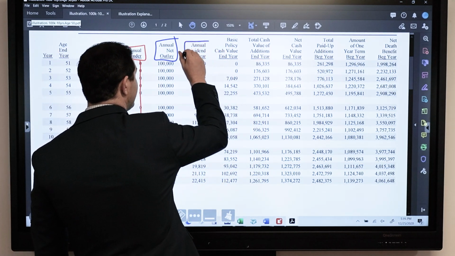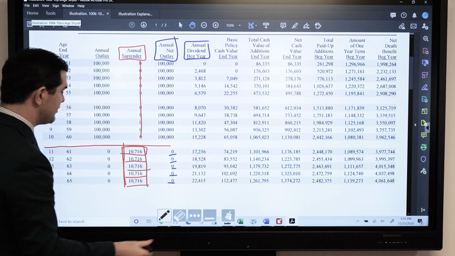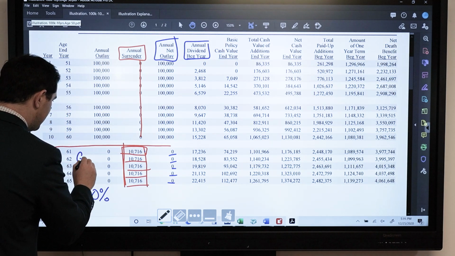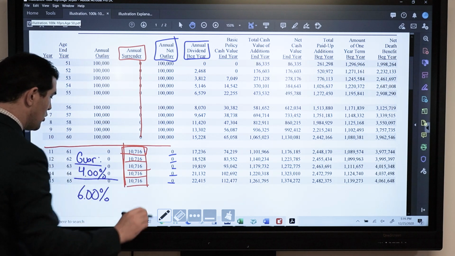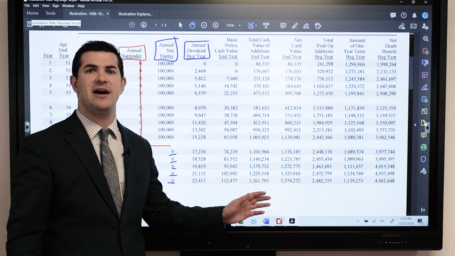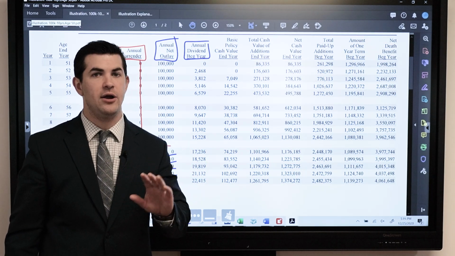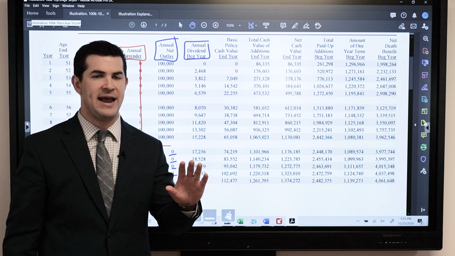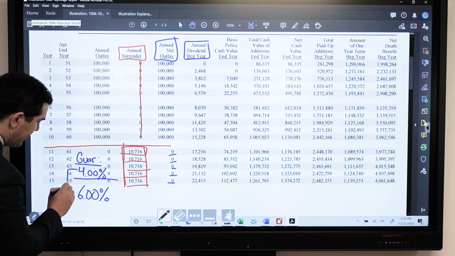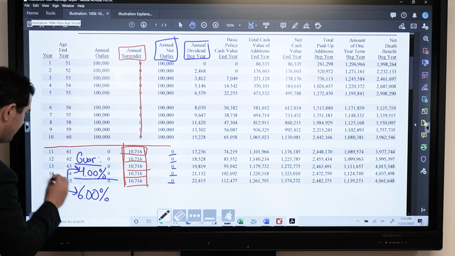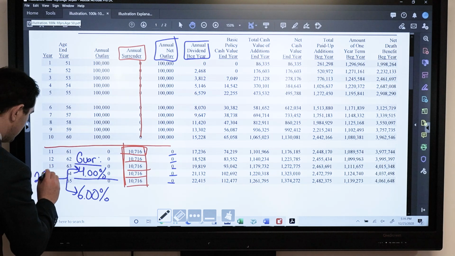Then we see annual dividend beginning year. So this company, on this illustration, has a dividend rate of 6%. They have a guaranteed rate of 4%. Where I'm going with this is when you see a dividend column on a life insurance illustration, it often does not reflect the guaranteed rate, only the dividend, which is technically the surplus, everything above the guarantee. So in this case, guarantee of 4, total dividend of 6%, gives me a difference of 2%.